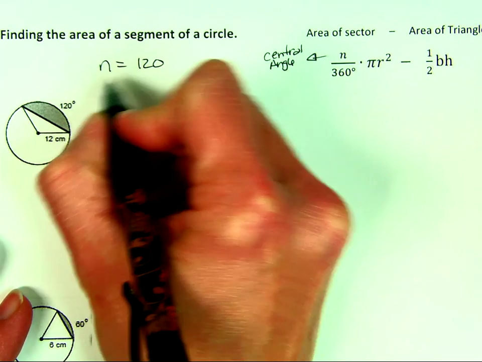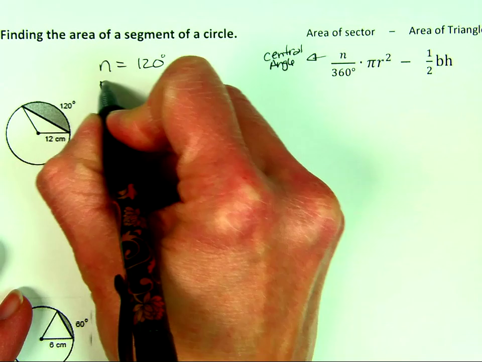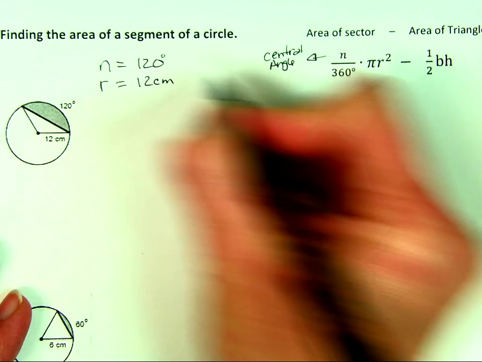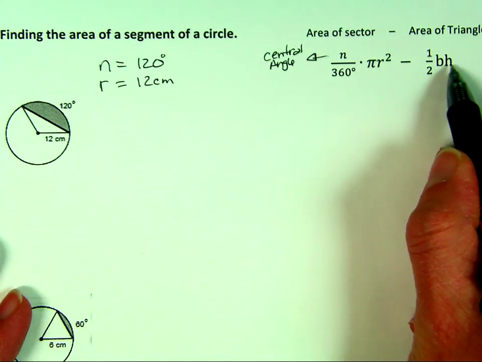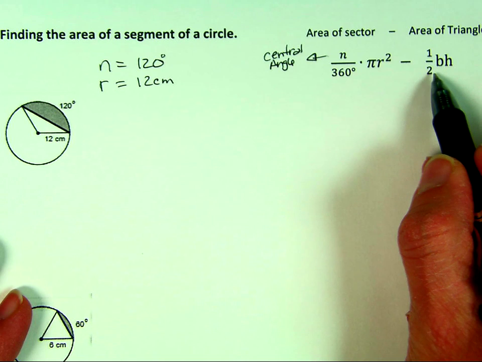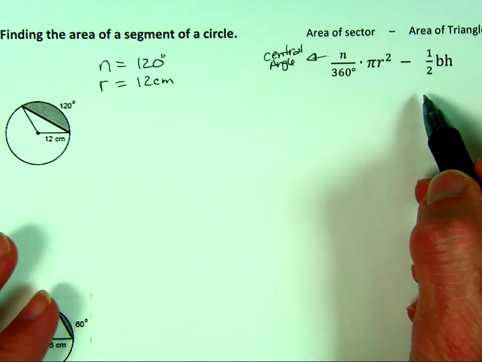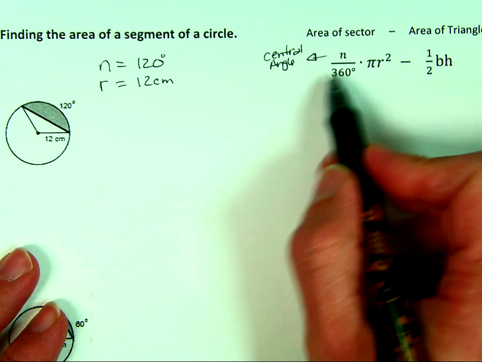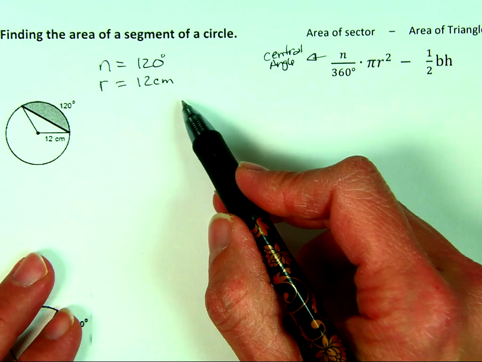Let's just write it down. Our N, our central angle, is 120 degrees. Our radius is 12 centimeters. And our base and height, we don't know yet. We have to find that from that triangle. So this part is relatively easy. We have all of that information right now, so we could go ahead and find that.